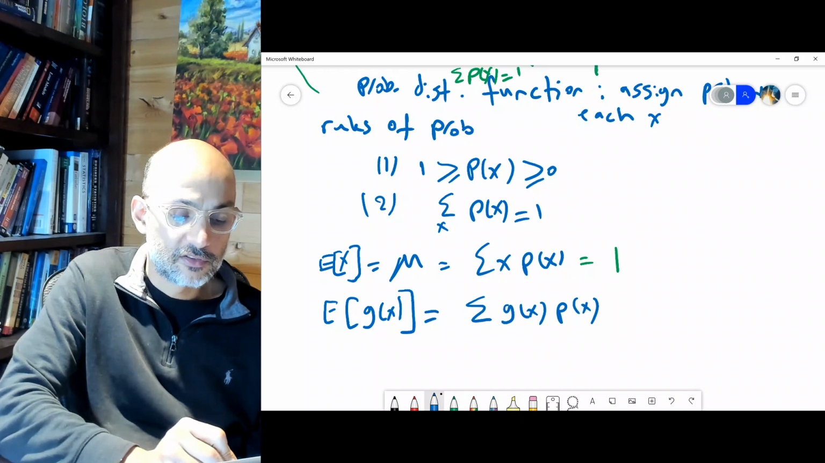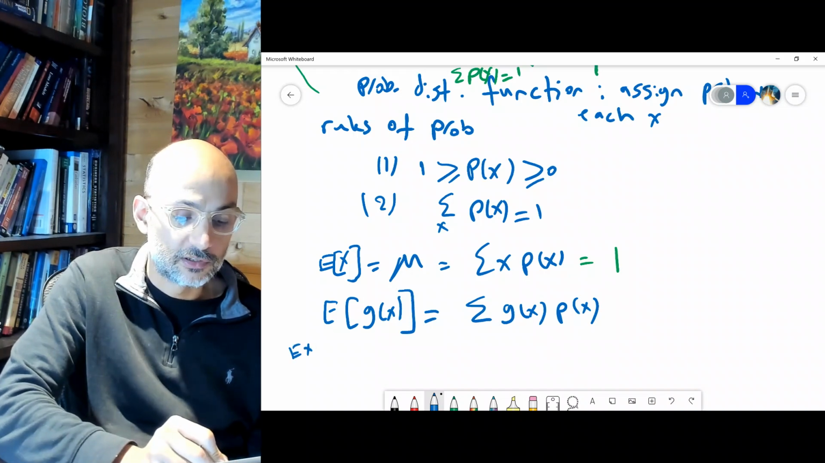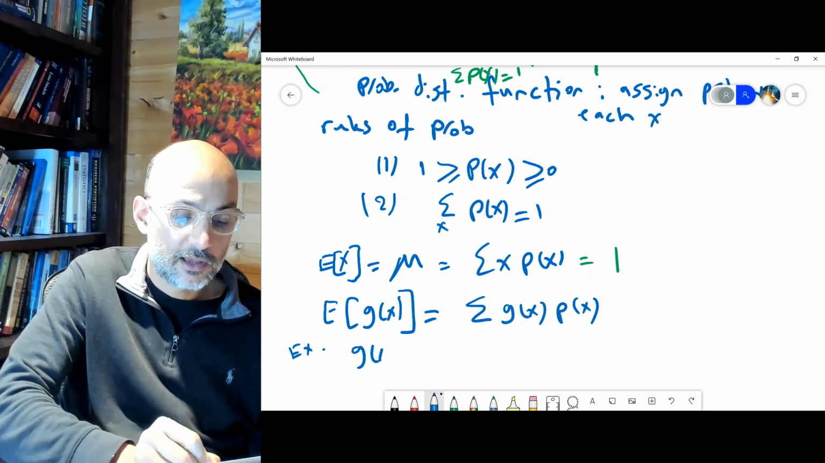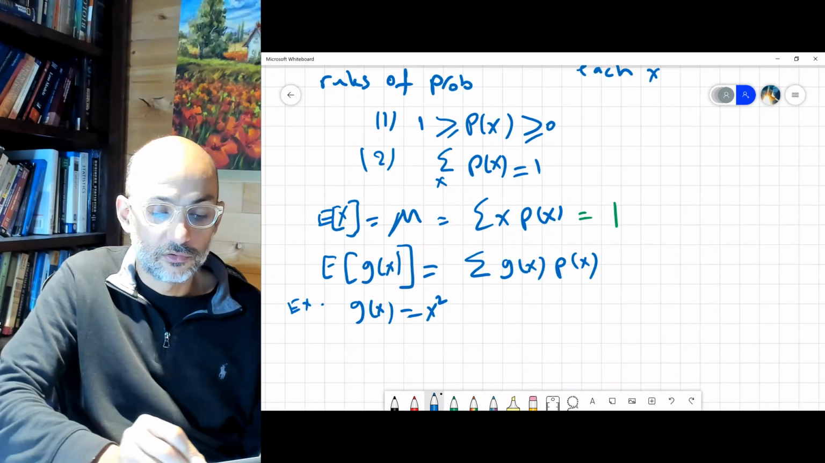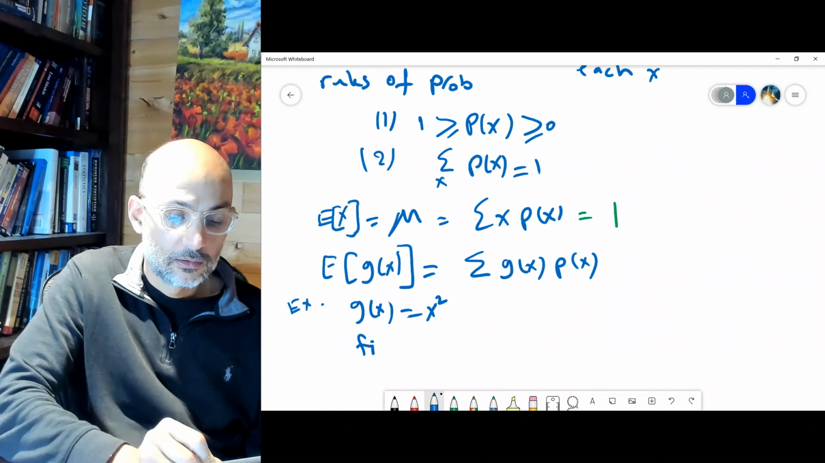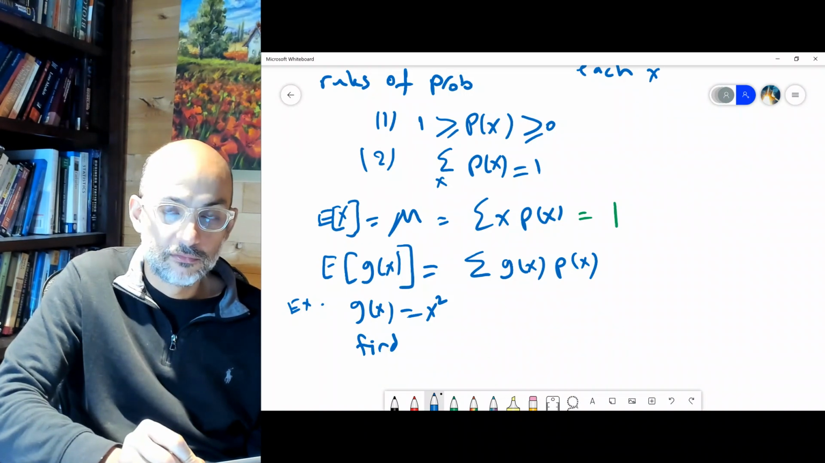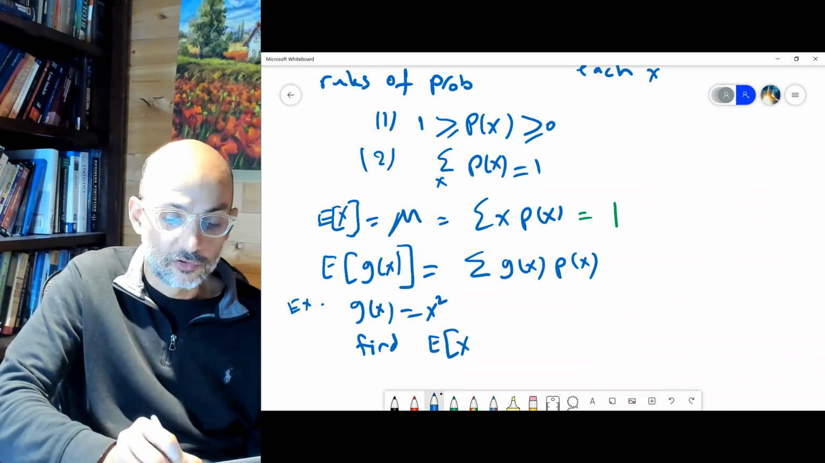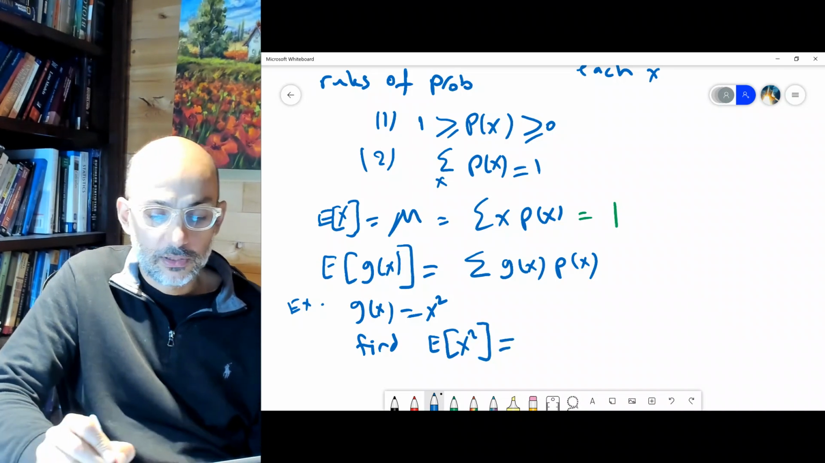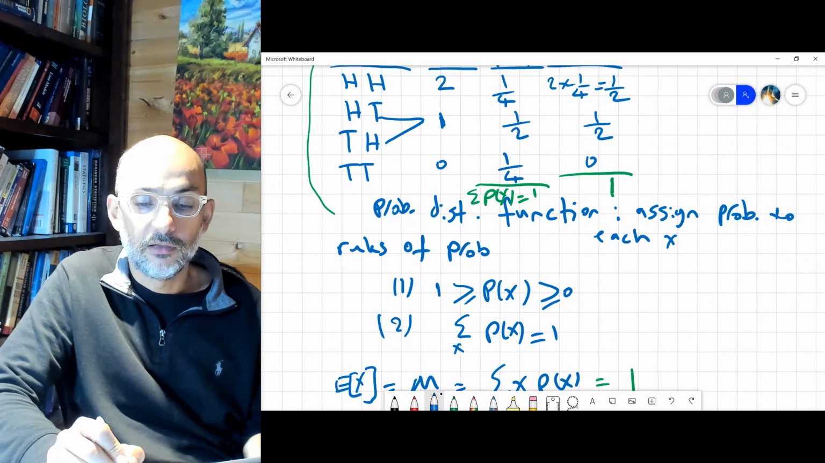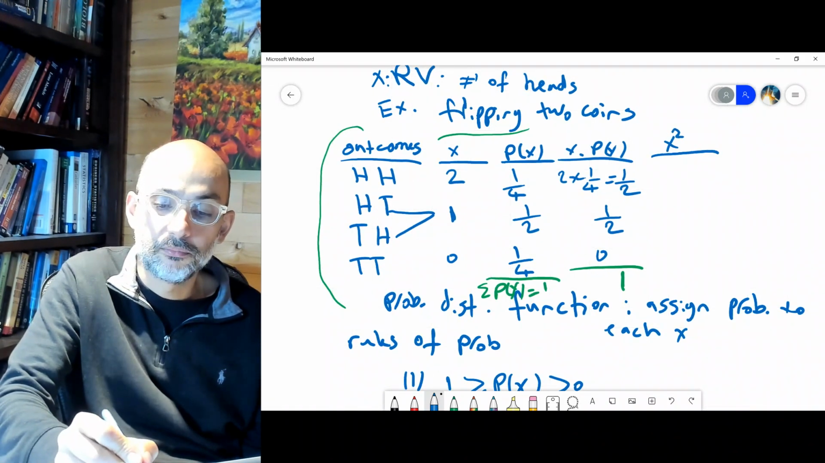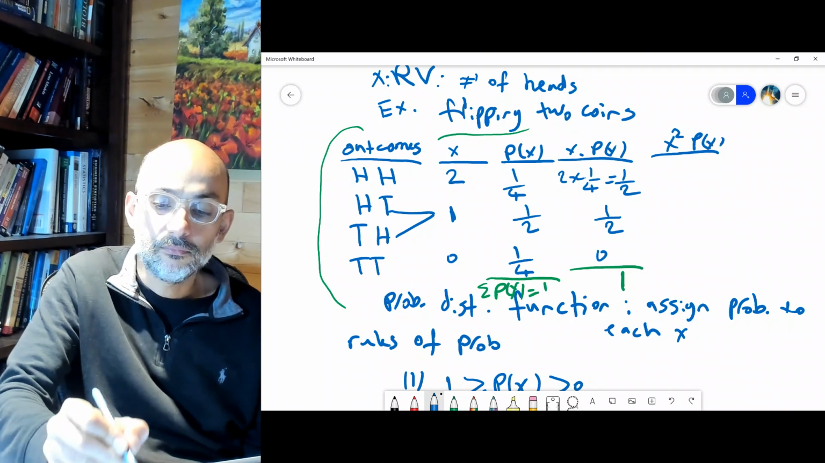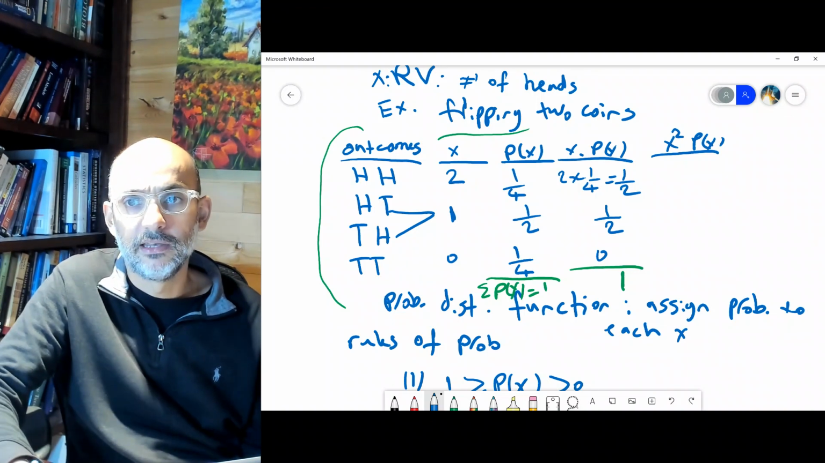So if we take an example of a function g of x, imagine g of x is x squared, right? And we want to find the expected value of x squared, or g of x. We can do it directly in our table here, the same table. So instead of x p(x), now you have x squared p(x), and again, g(x) can be any function.